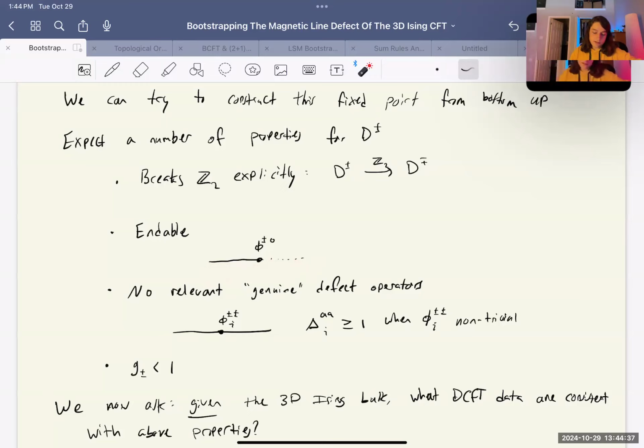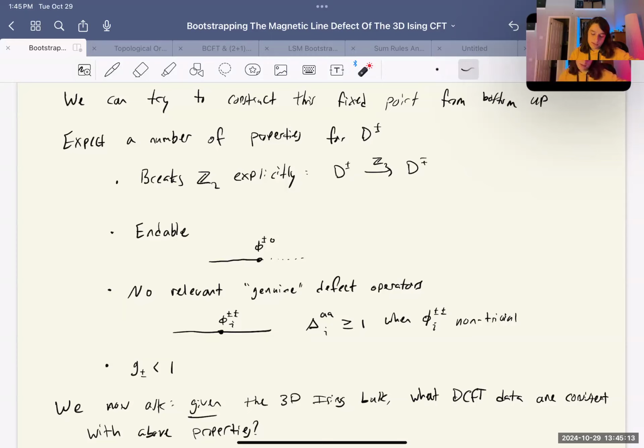This is not general. For instance, if I have a one-form symmetry and some line defect that's charged under the one-form symmetry, then the defect won't be endable. Or there's some geometric reason why the defect can't be endable, like it's attached to a topological surface or something like that, which is ultimately kind of the same reason as having one-form symmetry. The things I'll say here won't be quite as effective for studying those kinds of defects, but luckily for us, we have this endable defect, so we're going to assume that.